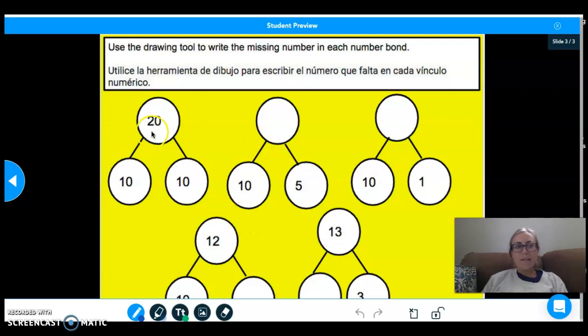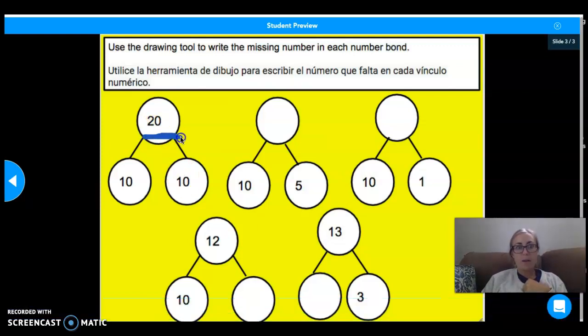Hey guys, so the slide that you're about to see has a bunch of different number bonds, and what I want you to do is go through and find either the big whole or the little part of each number bond. So the first one, I've done it for you. So I know that 10 is a little part and 10 is a little part, and when I have 10 and 10 together, I made 20, so I put that right up here.